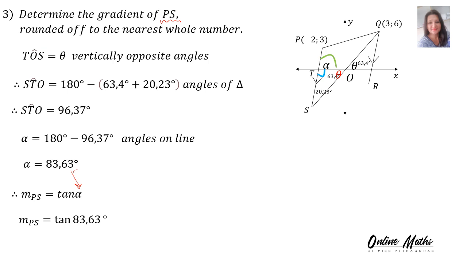Then we can work out the gradient of PS. Remember, you are working out the gradient, so there's no need for you to use shift tan. You only slot into your calculator tan 83,63 and you find the gradient of PS is 8,957. But the question asked for the gradient rounded off to the nearest whole number. Therefore, you just need to make it the nearest whole number. Therefore, the gradient of PS is equal to 9.